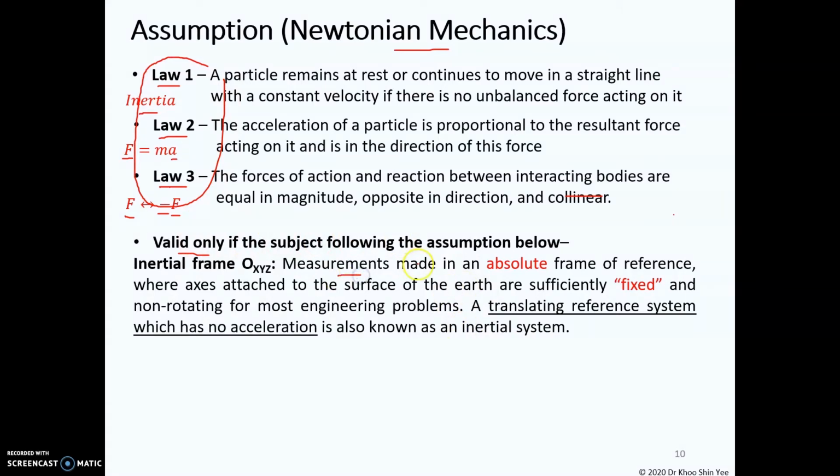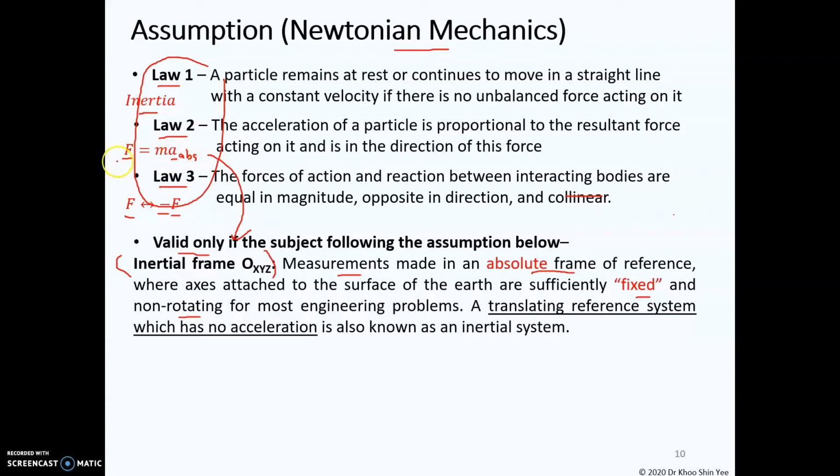The measurement must be made in an absolute frame of reference, where the axes attached to the surface of the Earth are sufficiently fixed and non-rotating for most engineering problems. So this is about the inertial frame. The measurement of the motion must be made in this inertial frame in order to make this law valid. For example, if the acceleration is measured from the inertial frame, then we call the acceleration the absolute acceleration.